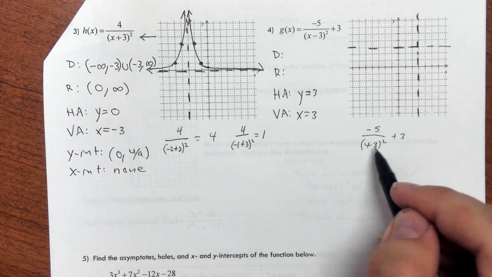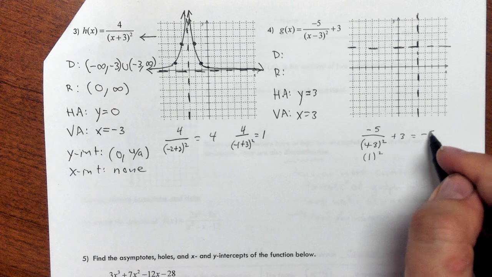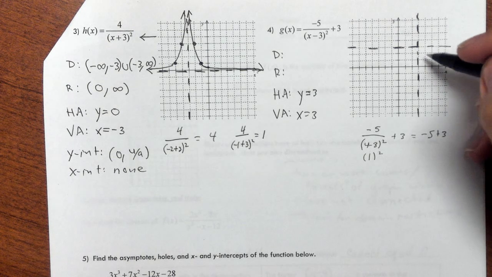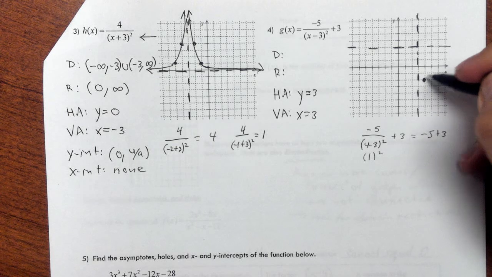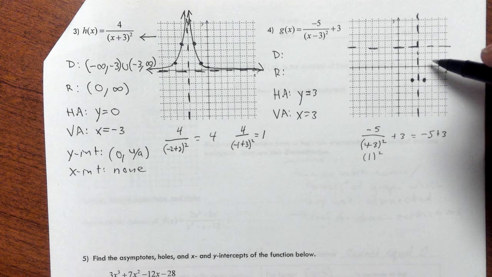-5 over 4 minus 3 squared. This is 1 squared, which is 1. So this is -5 plus 3, which is -2. And I know it's symmetric, so I'll get the same thing over here. And you can try putting in a couple more points.